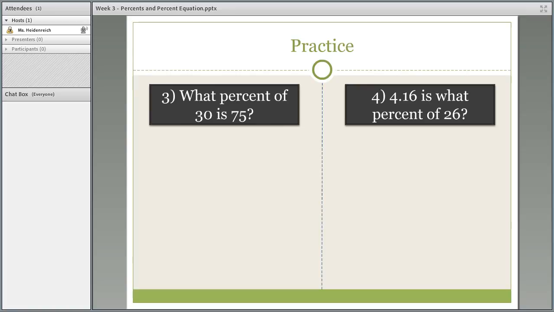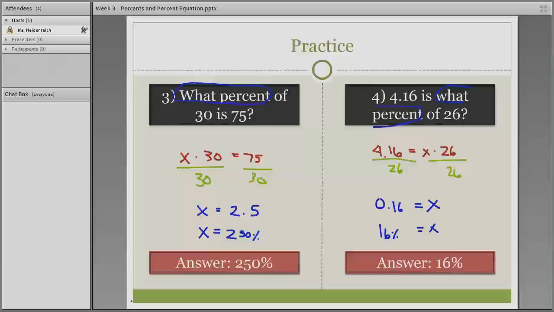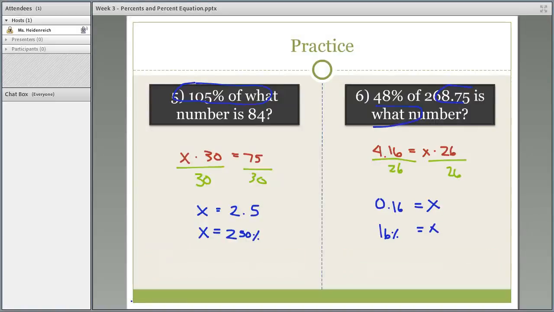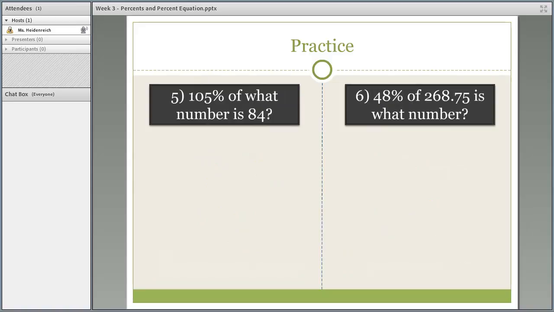So here are a couple more practice problems. I'd like you to pause the recording and try them out on your own. And then when you're ready, unpause and check your answer and your work with what I have written. Okay, here are those two problems worked out. Please check your work and your answers. And here are two more problems to try. So please pause the recording and try them out on your own.